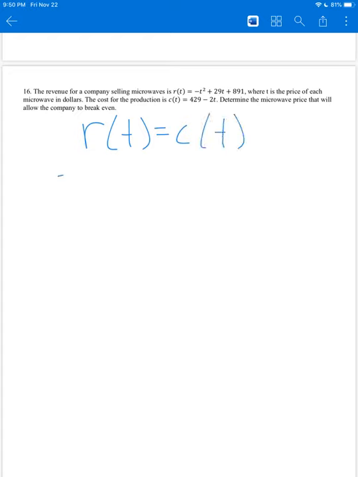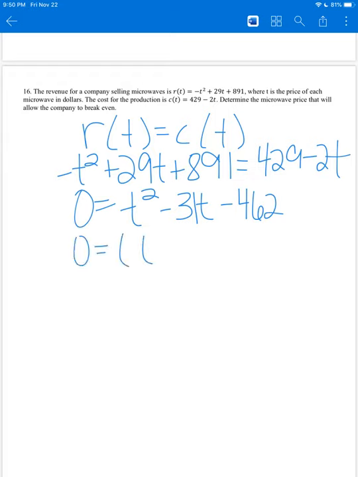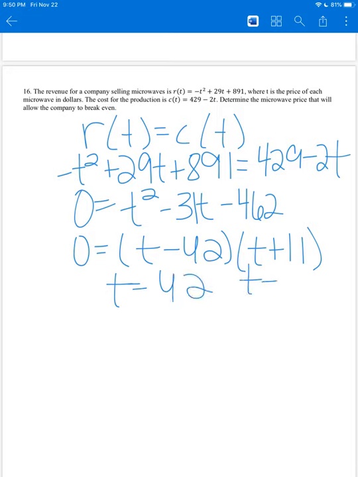So I have negative t squared plus 29t plus 891 is equal to 429 minus 2t. I'm going to set this equal to 0. I'm going to bring everything to the right so my t squared becomes positive. And then this is minus 31t, minus 462. I do master product. Your final result should be t minus 42 times t plus 11, which gives me t is equal to 42 and t is equal to negative 11.